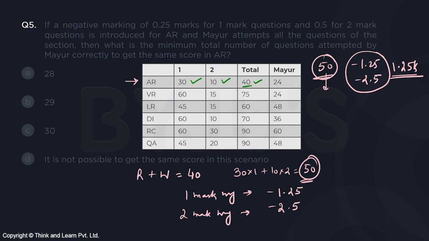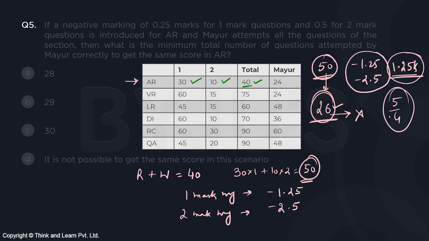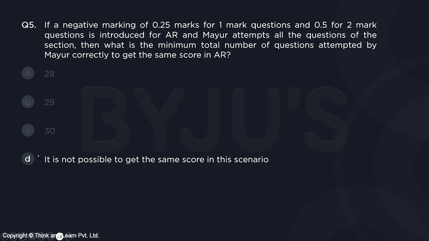But he has got a score of 24, which is 26 less than 50. So we have to decrease his score by 26, but his score can only decrease in multiples of 1.25, and 26 is not a multiple of 1.25, because 1.25 is 5 by 4. By whatever you multiply 5 by 4, you can't get 26. So by that logic, we can say he can actually never get a score of 24. My answer is option D. It is not possible to get the same score in this scenario. So that's the right answer for question number 5.